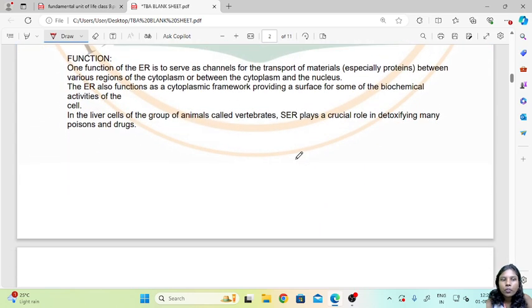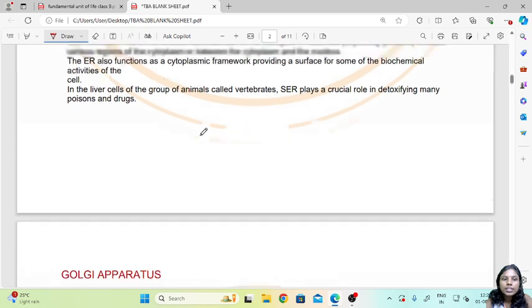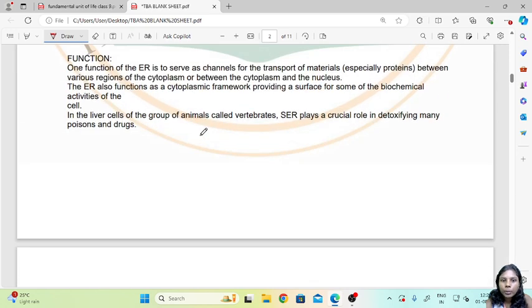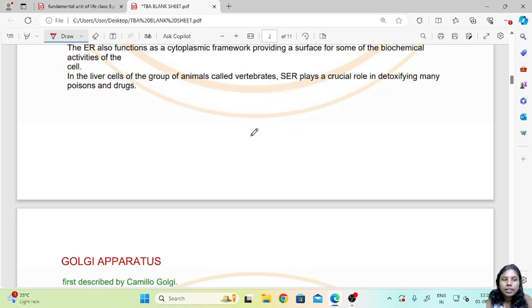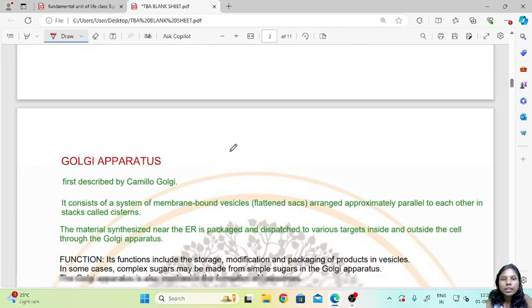Some of the functions of ER: firstly, we said that it serves as a channel for transportation of materials like proteins and lipids between the cytoplasm and the nucleus. Second, it functions as a cytoplasmic frame, providing a surface for some of the biochemical activities that take place in the cell. Thirdly, in the liver cells of animals such as vertebrates, the SER, that is smooth endoplasmic reticulum, plays a major role in detoxifying many poisons and drugs.